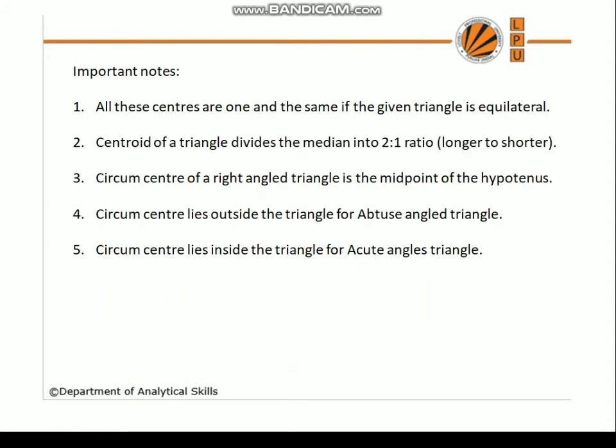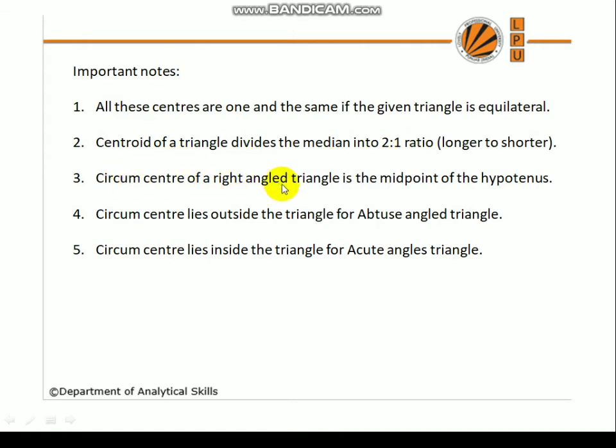Now in short, important notes are given. All these centers, meaning orthocenter, centroid, circumcenter, and incenter, are one and the same if the given triangle is an equilateral triangle. The centroid of a triangle divides the median in a 2:1 ratio.